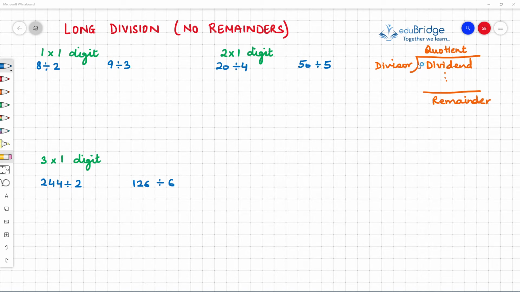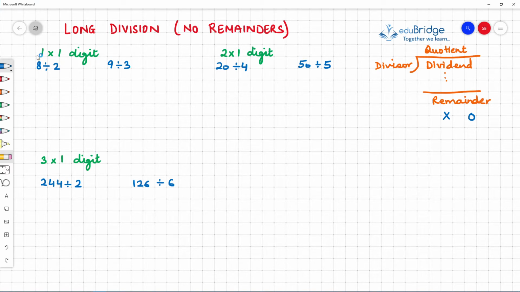We learned in the previous video that this sign is called our division sign. The number which is within the sign is called the dividend. The number which is outside is called the divisor. The number which goes on top is called the quotient, and the leftover part is the remainder. As we are working with no remainders, it means it's going to be a cross or a zero. So let's see how long division works.